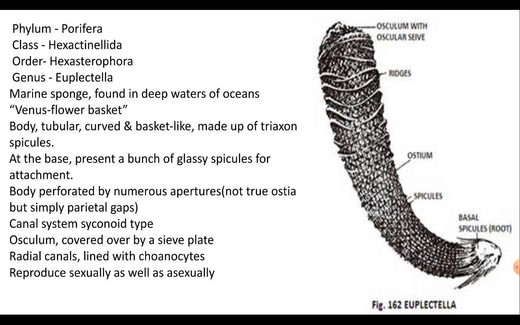There are parietal gaps seen in the meshwork of spicules and they are connected with the spongocoel. The large spongocoel often harbors various commensal crustaceans which feed on the plankton which is brought in with the water currents.